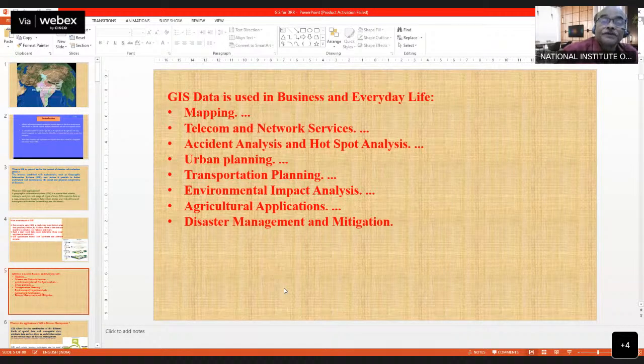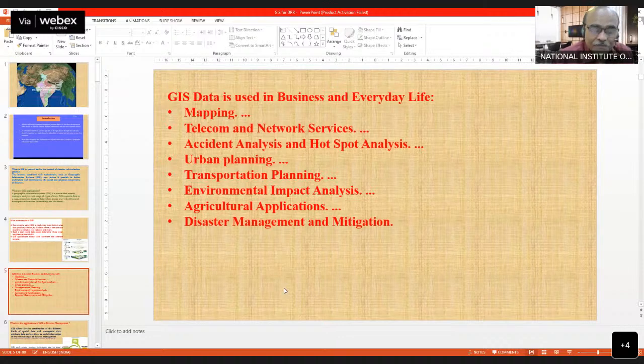And this GIS database is used in business as well as everyday life. Say, mapping of different areas in telecom as well as network services. Without GIS, you'll be puzzled trying to manage telecom and other network services.